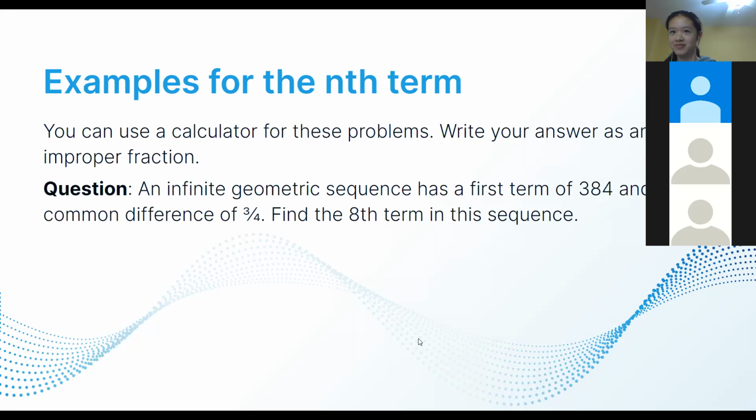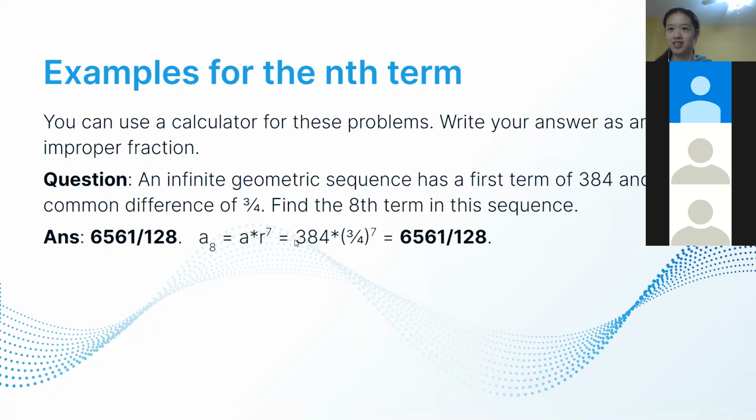For A1 I used 384. For R I used 3/4. For N I used 8. Then to figure out the whole equation, I did 384 times 3/4 with a 7 on top, from 8 minus 1. Yeah, that's right. Good job. That's amazing. You did it. You were the only one.